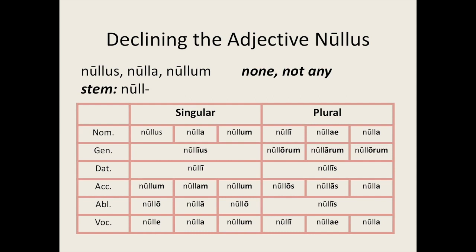In the plural nominative we have nulli, nullae, nulla. In the genitive plural we have nullorum, nullarum, nullorum. In the dative plural we have nullis, nullis, nullis. In the accusative plural we have nullos, nullas, nulla. In the ablative plural we have nullis, nullis, nullis. And finally, for the vocative plural we have nulli, nullae, nulla.